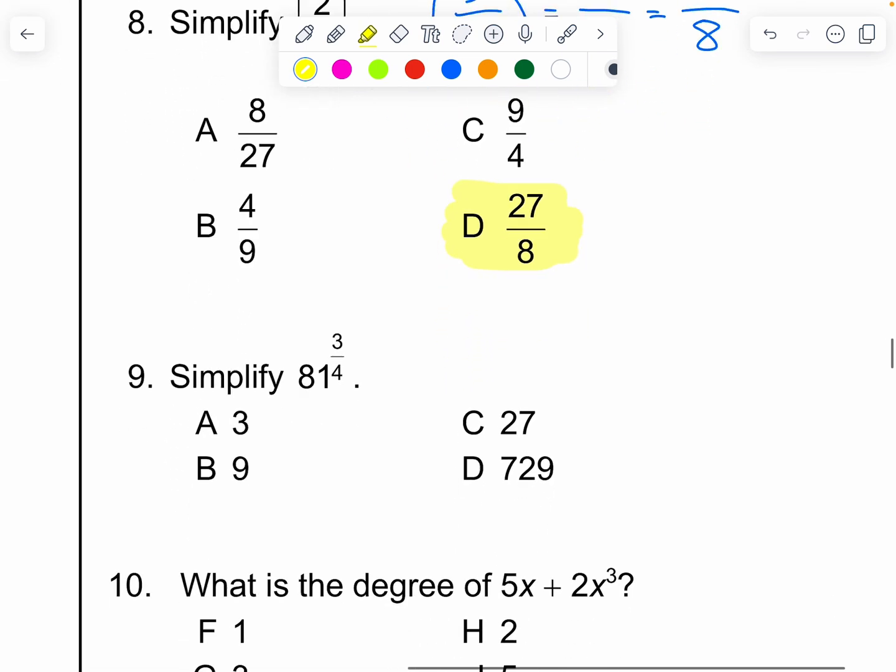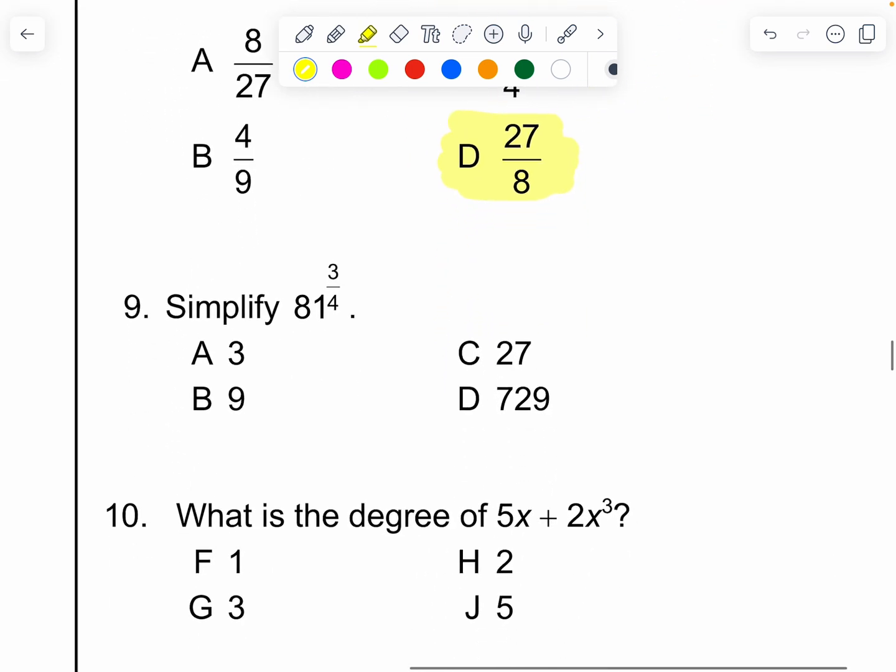As long as you get D, you know you're doing it right. All right, and last, fractional exponents should be broken up.